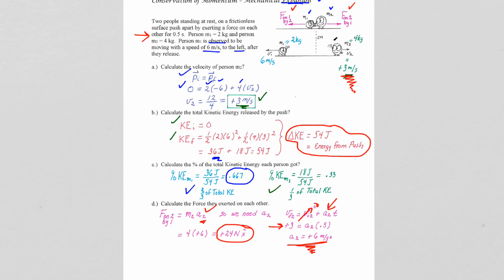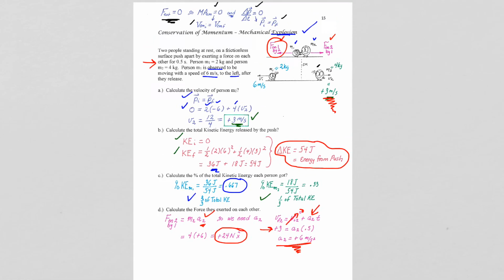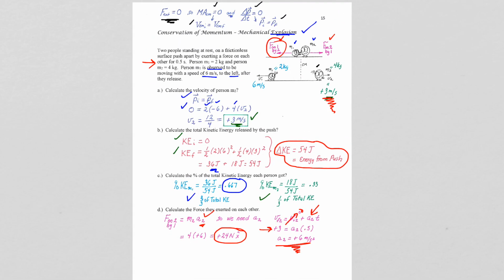And of course, we have our action-reaction pair, so the force on 1 by 2 would have to also be 24 newtons. And if you wish, you can certainly do the same calculation focusing on particle 1 to confirm that you will get 24 newtons for that as well. So, interesting problem. We don't always think of pushing apart as an explosion, but for physics and problem solving, you definitely want to think of it as an explosion.